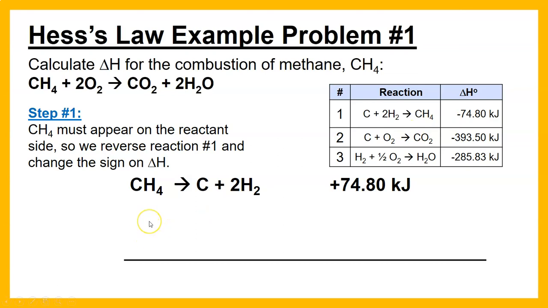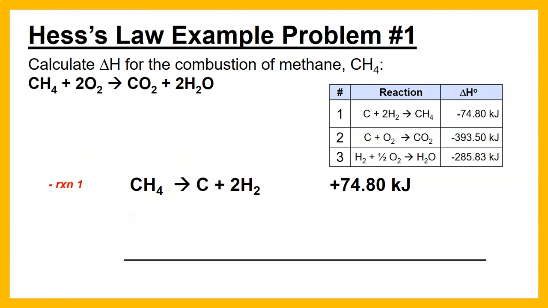It is going to be incredibly helpful if off to the side you have some way of telling people what you have done. If you look, I took the opposite of reaction 1. On the AP test, you have to justify what you're doing to these equations, and just simply writing opposite of reaction 1 is good enough, okay?